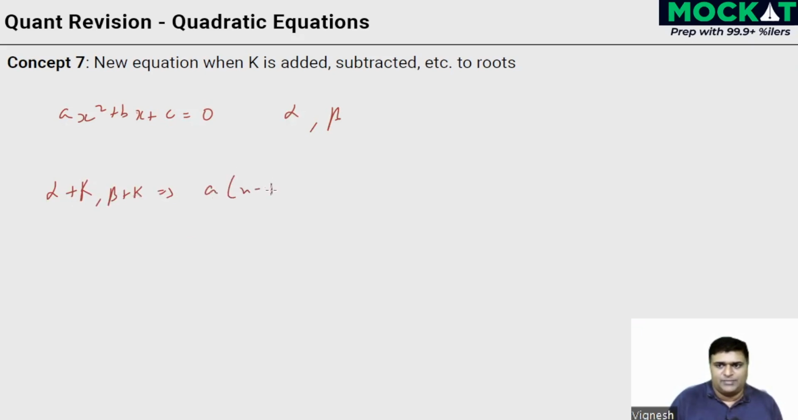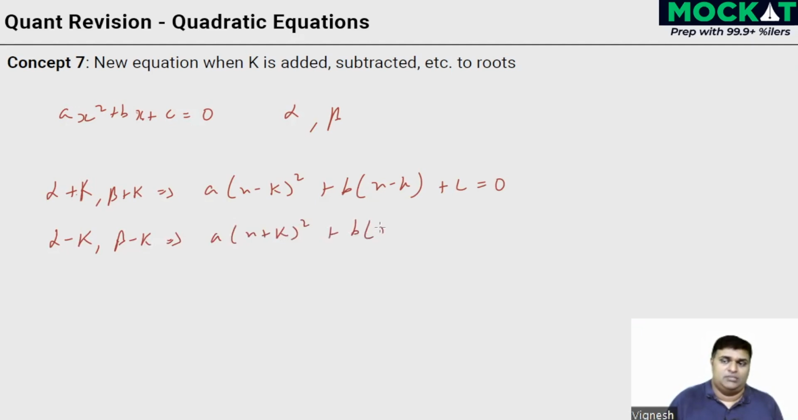a into x minus k the whole square plus b into x minus k plus c equals 0. Wherever I have x, I'm going to replace it with x minus k. If it's plus k, I replace with minus k. If it would have been alpha minus k and beta minus k, then we're going to replace it with x plus k, right? And that's it.